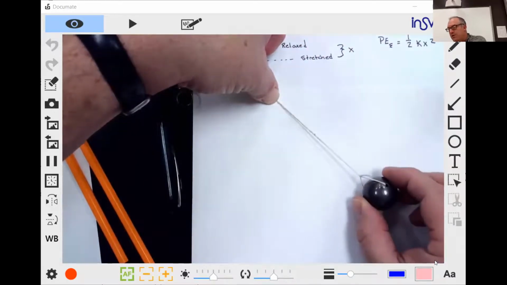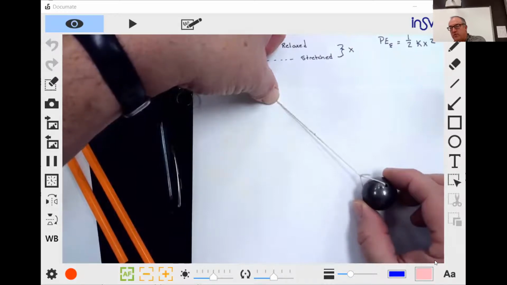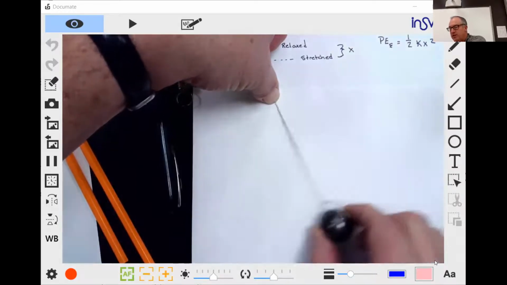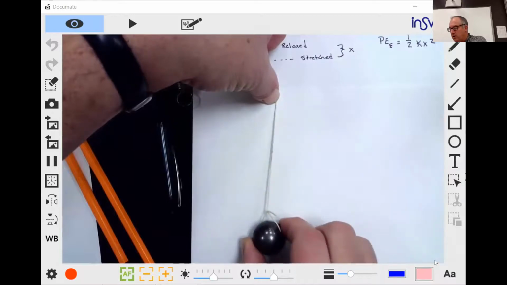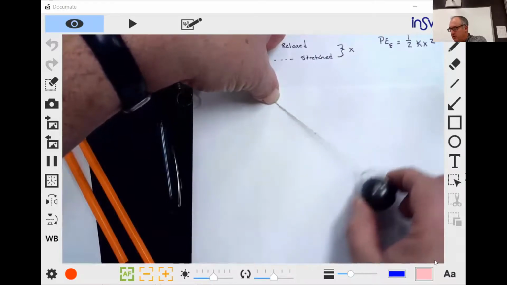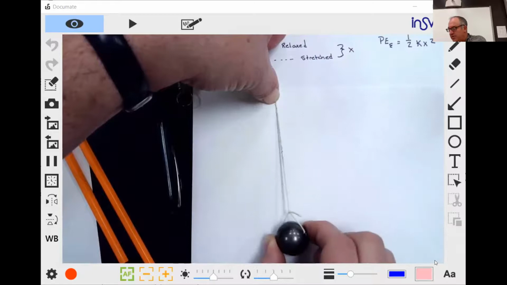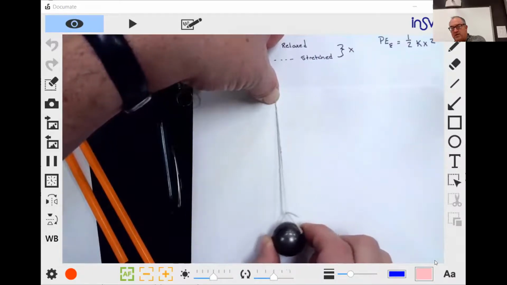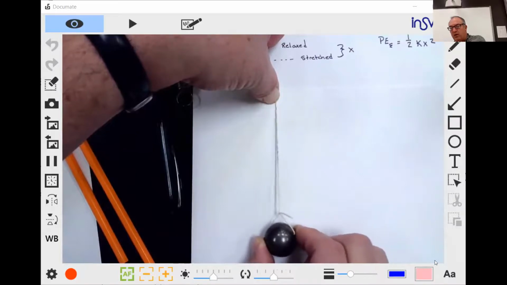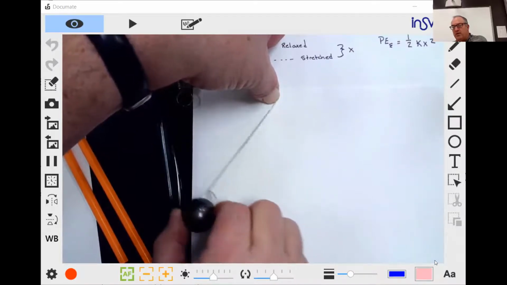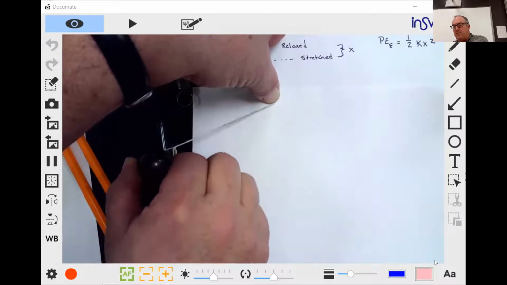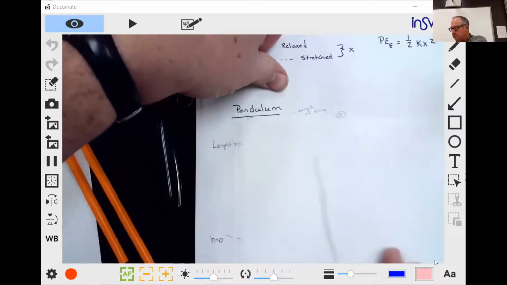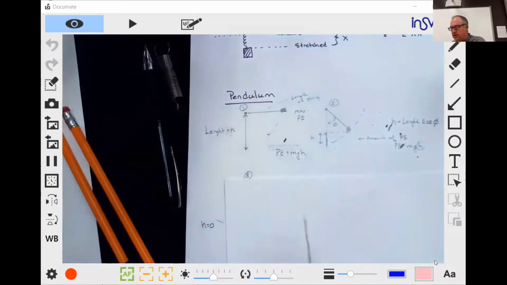Here it would have kinetic energy because it's moving, but it still has potential energy to fall down to here. So we still have some potential energy here. And then at this point down here, there would be no potential energy. It can't fall anymore. It would be all kinetic energy. Then it would continue on, and the same thing would happen on this side.